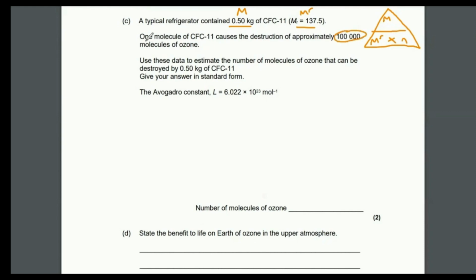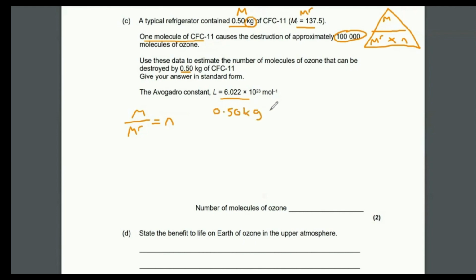Now, it's saying for every CFC, you break down 100,000 ozone molecules. Use these data to estimate the number of molecules of ozone that can be destroyed by 0.5 kg of CFC11. Give your answer in standard form. We are also given Avogadro's constant, which means you're going to have to use that as well. So even if you can't work out what you've got to do here, first thing to do is say, well, I've been given M and MR. Let's work out the moles of CFC.